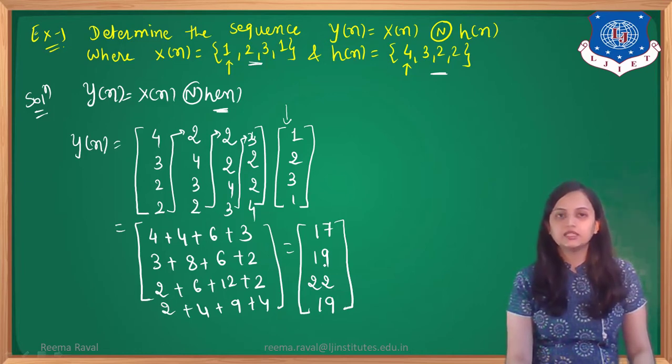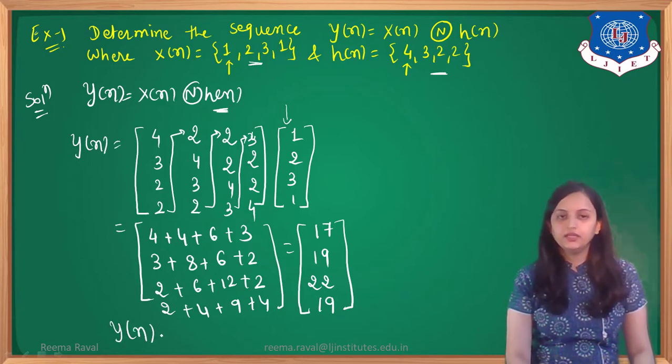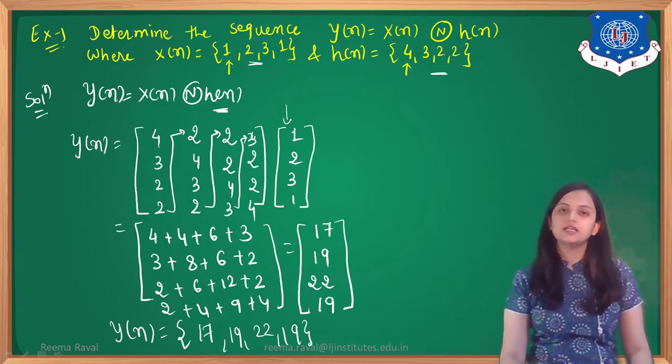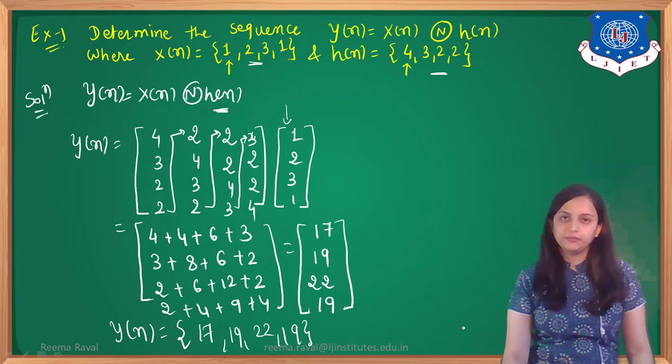So this is the answer of circular convolution using matrix method for the given data. So we can write down the final answer as y of n equals 17, 19, 22 and 19. So this is the answer for circular convolution. Let's see one more example.